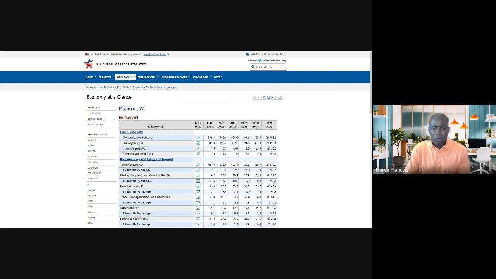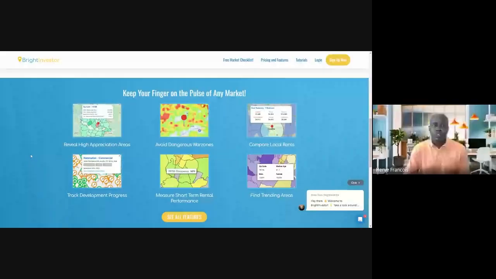Now, one that is also interesting is brightinvestor.com. Now, the only difference between this website and others is that this is a subscription website. You see here, they got a tab called pricing and features, so you can click around there, see what price package works for you. Well, essentially what they've done, they've aggregated a lot of the information that we just talked about and included it on their website.